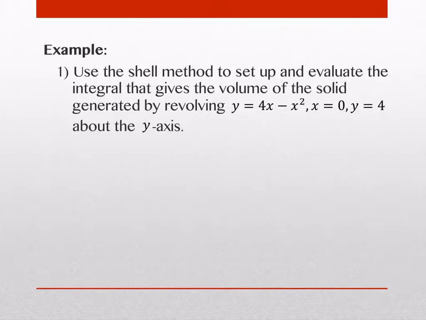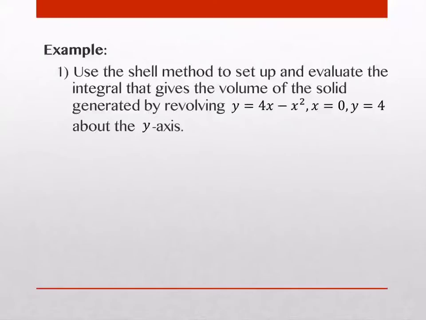So we're going to use the shell method to evaluate the integral that gives the volume of the solid generated by revolving y equals 4x minus x squared, x equals 0, and y equals 4 about the y-axis. So you're welcome to grab your calculator to get an overall picture of this. This is a parabola, correct? Yeah, 4x minus x squared. Opening how? Downward, because the x squared has the negative in front of it.